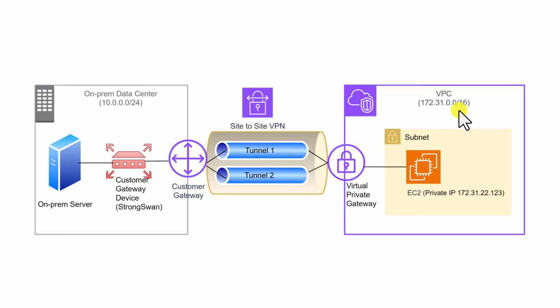Right side, we have Amazon VPC, where one EC2 instance is running. We'll create a virtual private gateway and attach it to this VPC. Then it will become the entry and exit point for VPN traffic to or from this VPC. Finally, we'll create a Site-to-Site VPN connection using the customer gateway and virtual private gateway. We'll also configure both tunnels, tunnel 1 and tunnel 2, for redundancy and high availability. If everything goes well, we should be able to ping this EC2 instance using private IP from this on-prem server or gateway device. Let's get started.